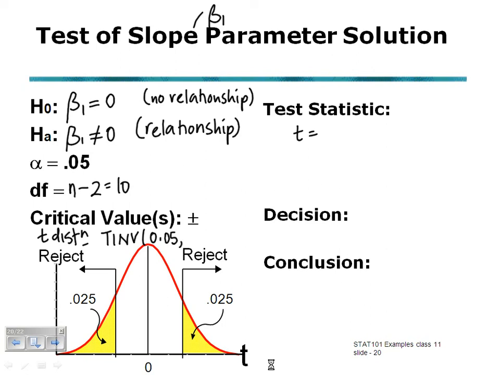So we can use Excel as we've done before, the TINV function. 0.05, remember the T function needs two-tailed, 0.05, and it's 10 degrees of freedom. So that value from Excel, 2.228. So we'll have positive 2.228 at one end and negative 2.228 at the other. And those are the critical values we'll be testing our test statistic against.